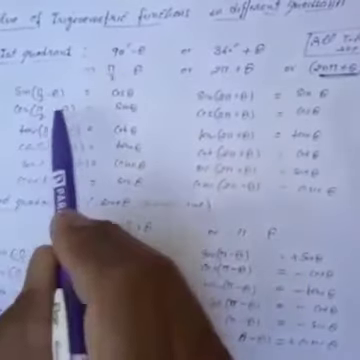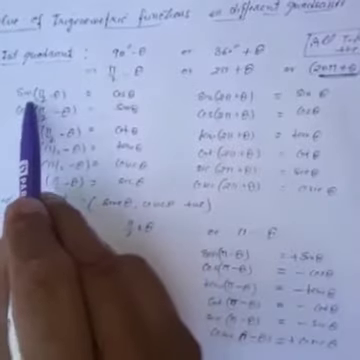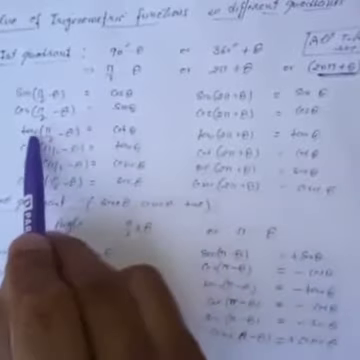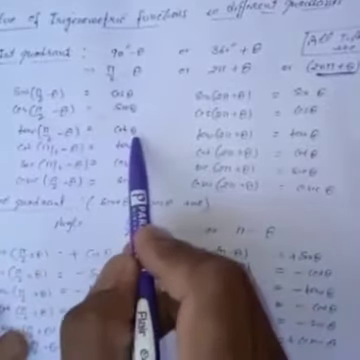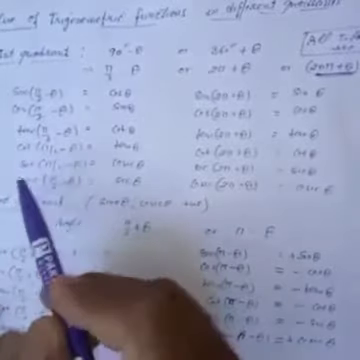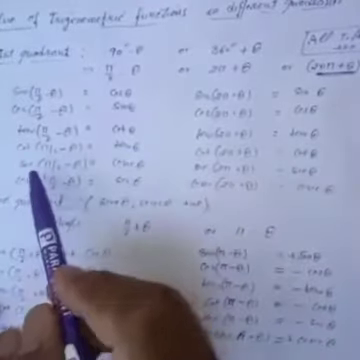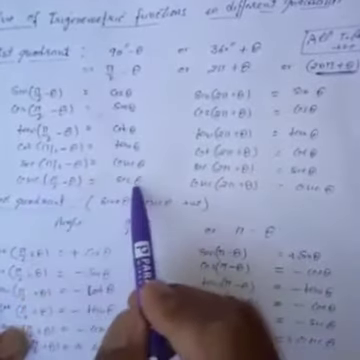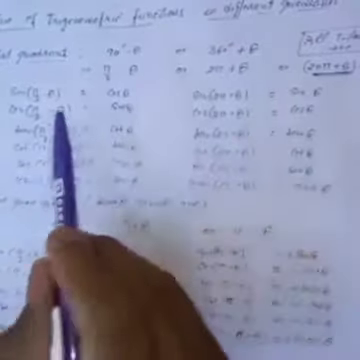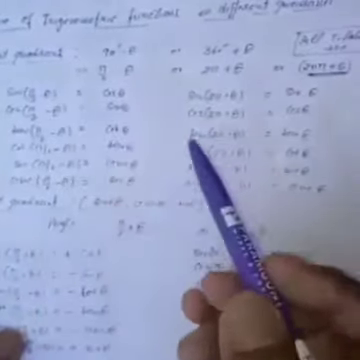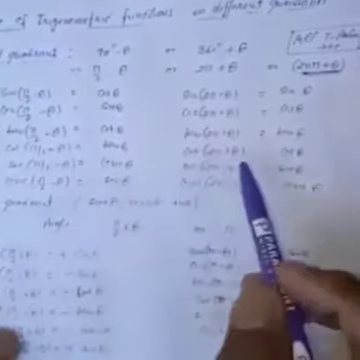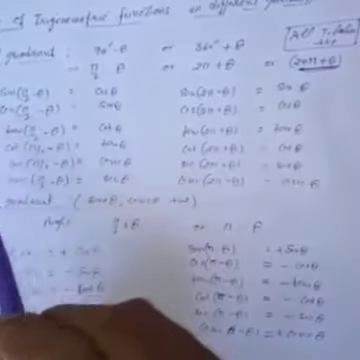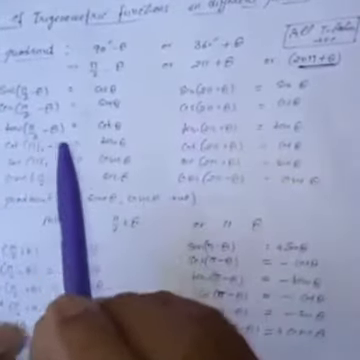Tangent, because it is 90, we have to convert sine into cos and cos into sine. Tangent and cotangent will be converted. Tangent of 90 minus theta is equal to cotangent. Similarly cotangent 90 minus theta will be equal to tangent, secant 90 minus theta will be cosecant, and cosecant 90 minus theta will be secant. So we have to convert sine into cos, cos into sine, tangent into cotangent, secant into cosecant and cosecant into secant, and these conversions will be in case of 90 minus, 90 plus, or 270 minus or 270 plus only.